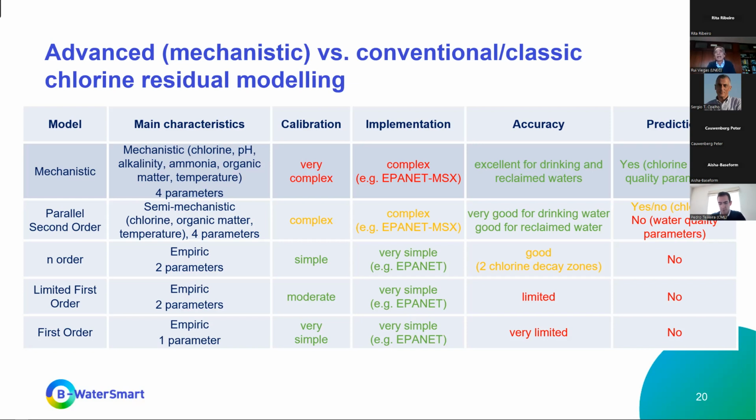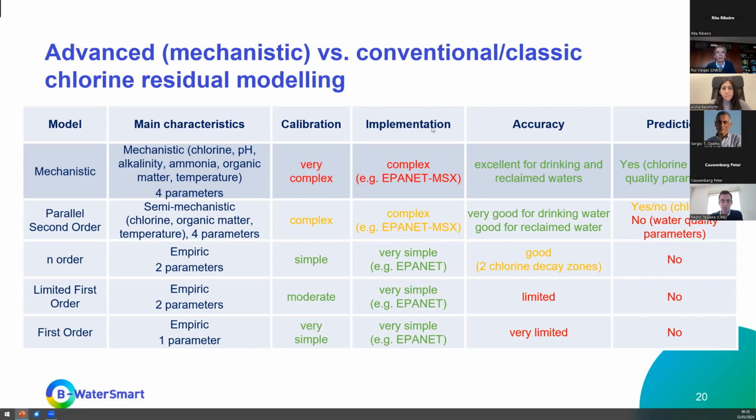Well, it has an excellent accuracy both for drinking water and for reclaimed waters, and it has a predictive ability. It can predict the chlorine in the water and other water quality parameters like pH, alkalinity, ammonia, organic matter.